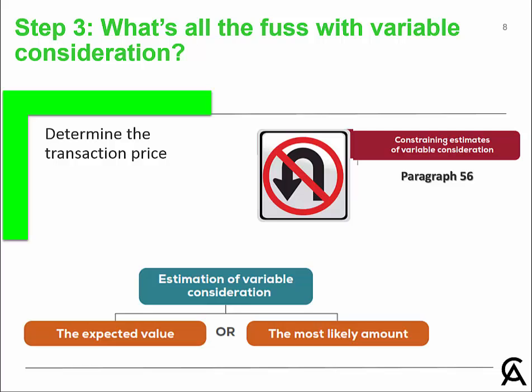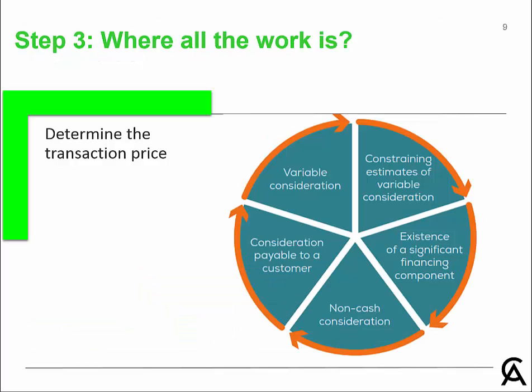The constraint paragraphs ask us to double check before recognising variable consideration. They ask, are you sure you're not going to need to back this revenue out later on? Are you really, really sure of no U-turns? And the wording in the standard says, is it highly probable a significant revenue reversal will not occur? This is actually a really nasty paragraph, so make sure you watch our dedicated video to tease it out entirely.